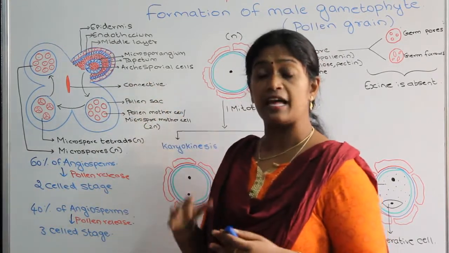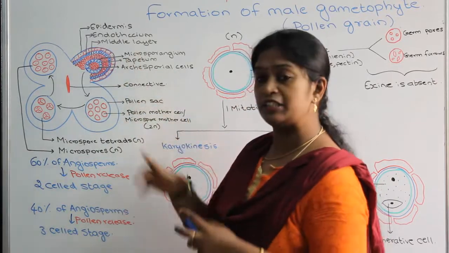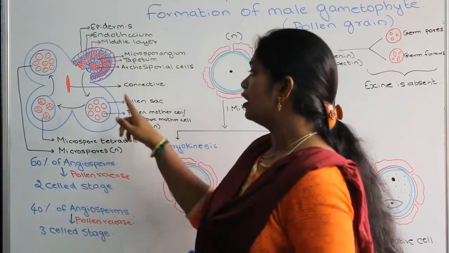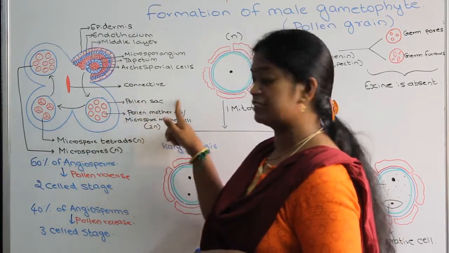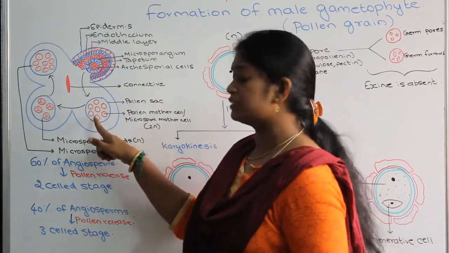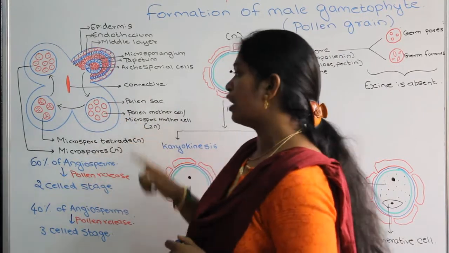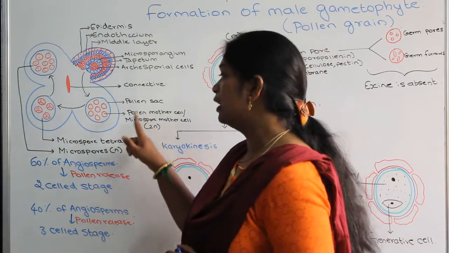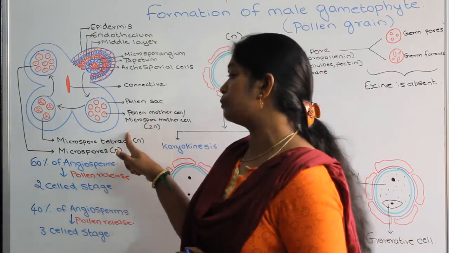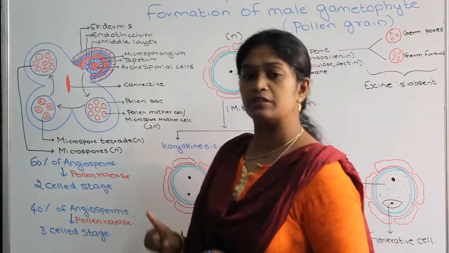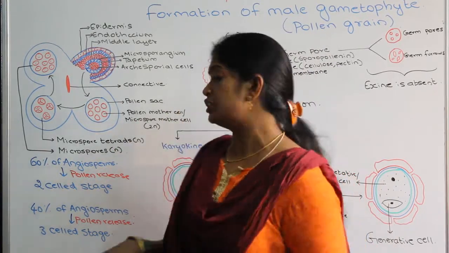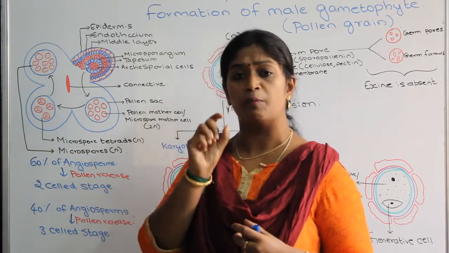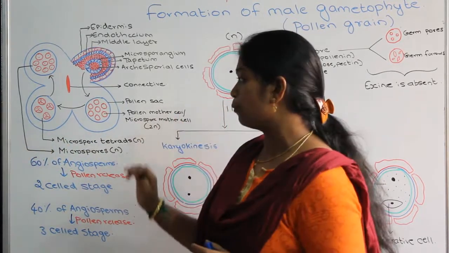archisporial cells. As the anther matures, the Microsporangium increases in size and the archisporial cells form space between them. Now this Microsporangium is called the pollen sac and the archisporial cells which form space between them are called the pollen mother cell, or in other words the microspore mother cell. The microspore mother cell thus formed is diploid in nature. This microspore mother cell undergoes one meiotic division to give rise to the microspore tetrads, where all the 4 microspores are haploid in nature.